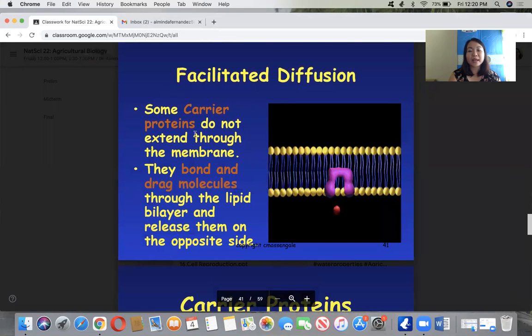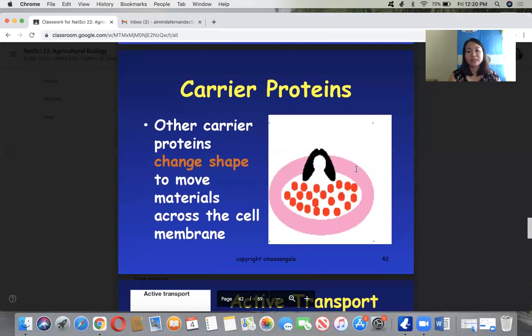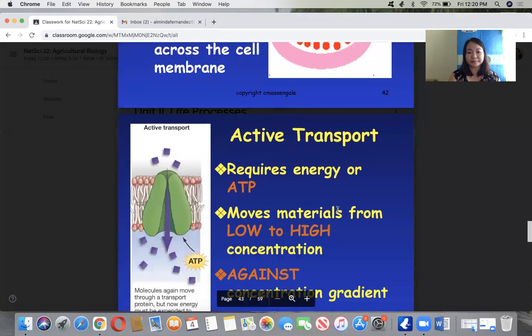Some carrier proteins do not extend through the membrane, so they bend and drag the molecules through the lipid bilayer and release them on the opposite side. Other carrier proteins can also change shape to move materials across the cell membrane.